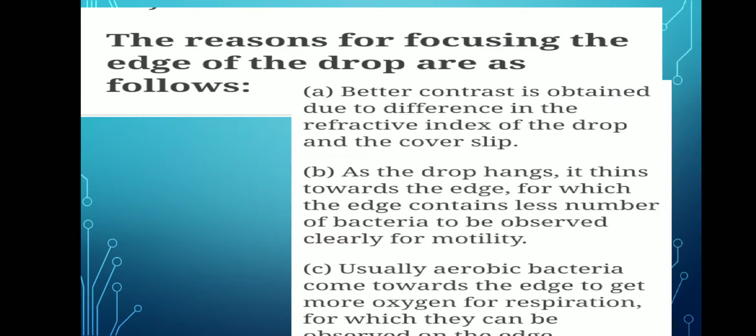With the help of the 10x objective lens, the edge of the drop is adjusted first, and this is for the following reasons. Number 1, this gives better contrast due to the difference in the refractive index of the drop and the cover slip. Number 2, the drop has a thin region at the edge, while at the center there is a thick region. In the thin region, fewer bacteria are there, and therefore we can see the motility of the bacteria clearly.